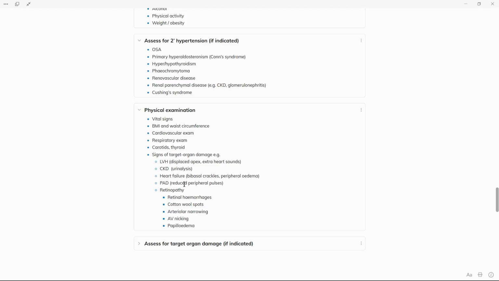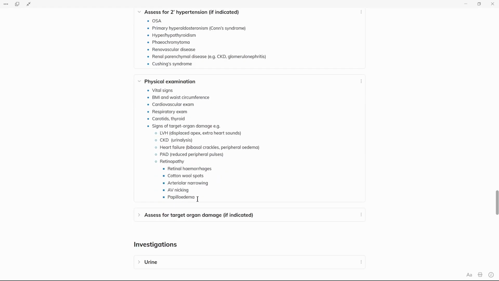Peripheral arterial disease, we do a lower limb vascular exam, so looking for pulses, color, capillary refill, sensation. And often forgotten is an eye exam, so to look for any signs of retinopathy, such as any retinal hemorrhages, any cotton wool spots, any AV nicking, and obviously papilledema is a concerning finding, suggesting raised intracranial pressure from quite severe hypertension.